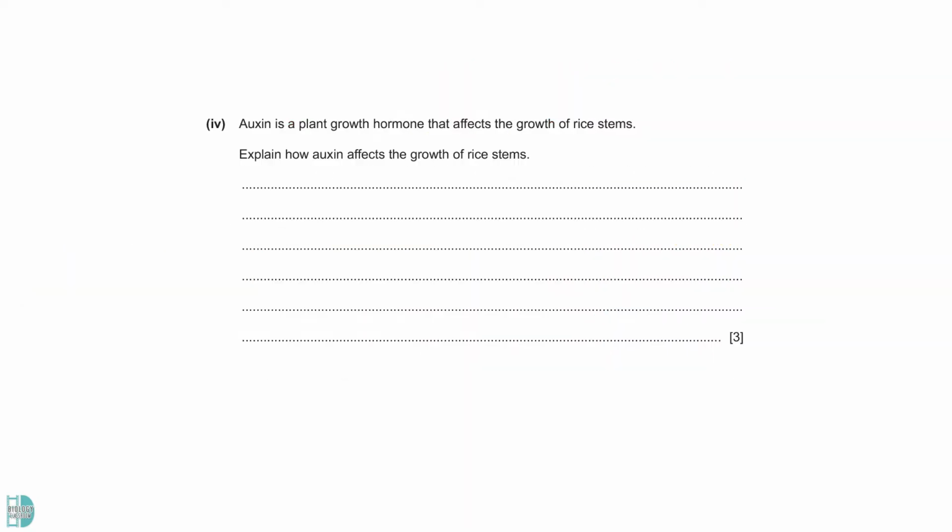4. Explain how auxin affects the growth of rice stems. Auxin is a plant hormone or plant growth regulator. It increases stem growth. In other words, it stimulates a plant to increase in length or height.